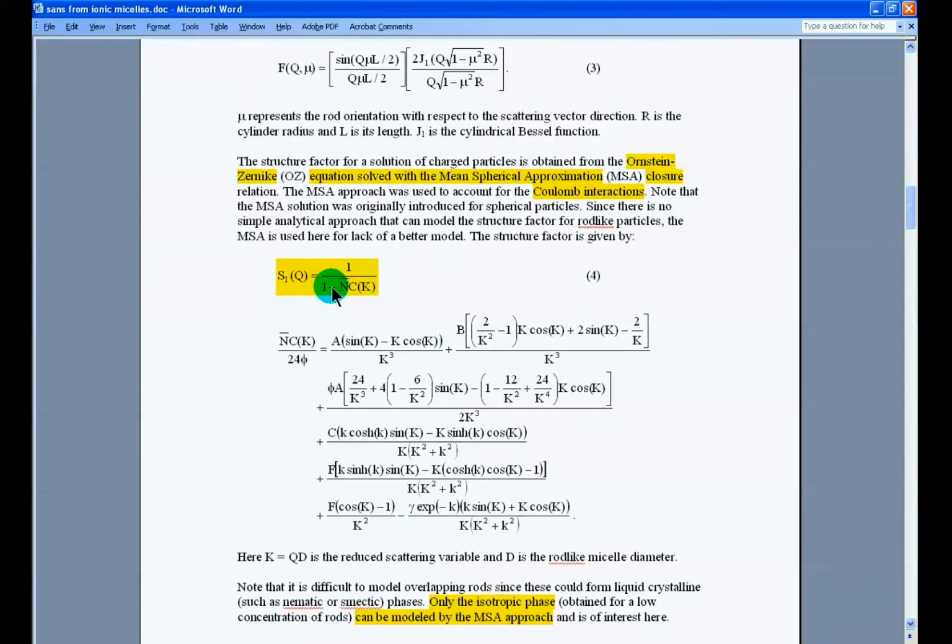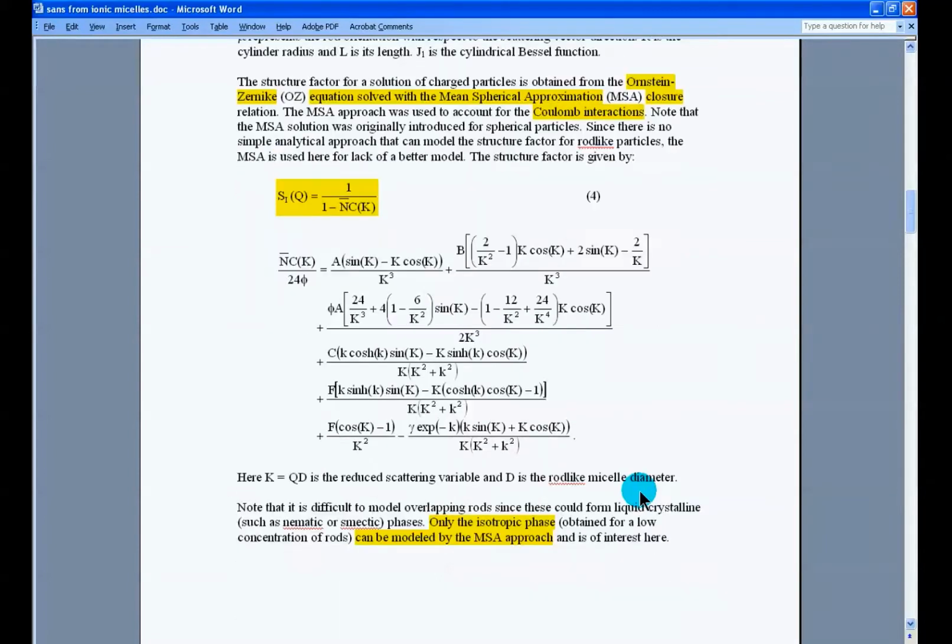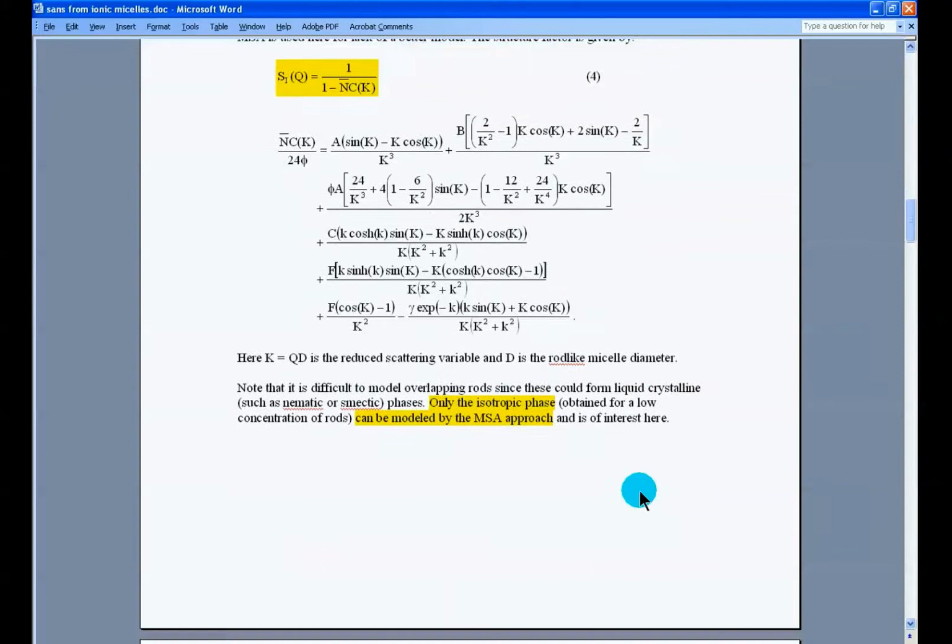There is the structure factor. It's given in terms of this direct correlation function in Q space, and this is the expression here. These constants A, B, C, and F are given in the original publication by Hayter and Penfold.